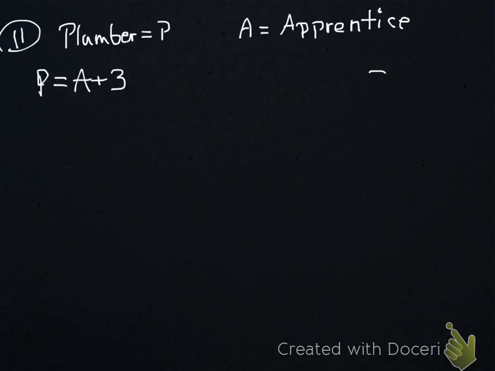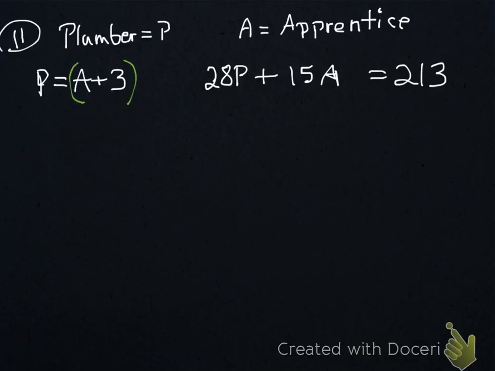213 is a total. So something equals $213. Well, how many dollars does the plumber get? So I have 28P plus how many dollars does the apprentice get? 15A. Alright? So now we can actually look and start to solve.